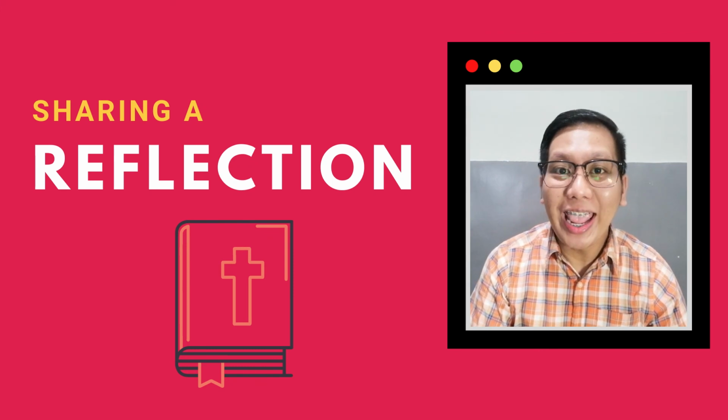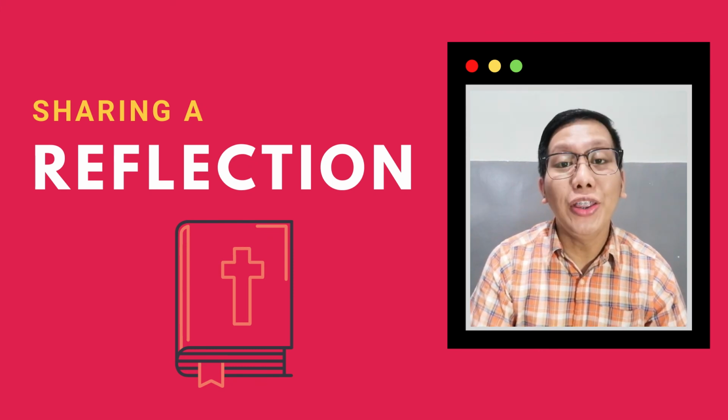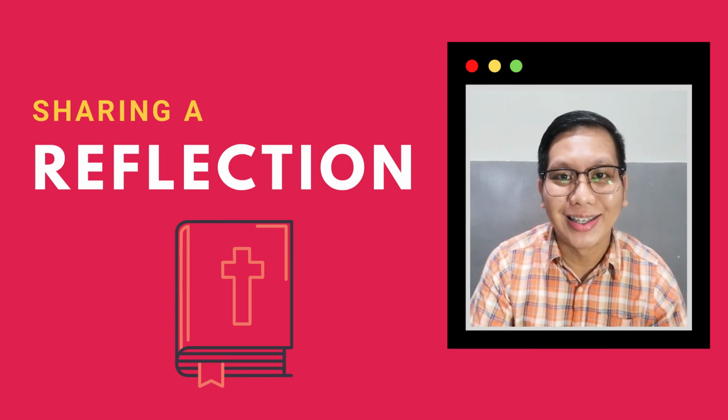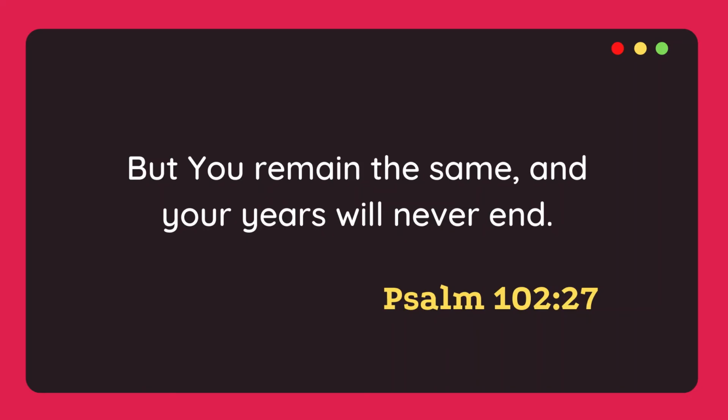Before this discussion ends, let me share with you another Bible verse that is related to our lesson. Psalm 102:27. But you remain the same, and your years will never end. Since our lesson is about a type of tense of the verb, which shows us how verbs are affected by time, our verse for today gives us a contradicting idea.